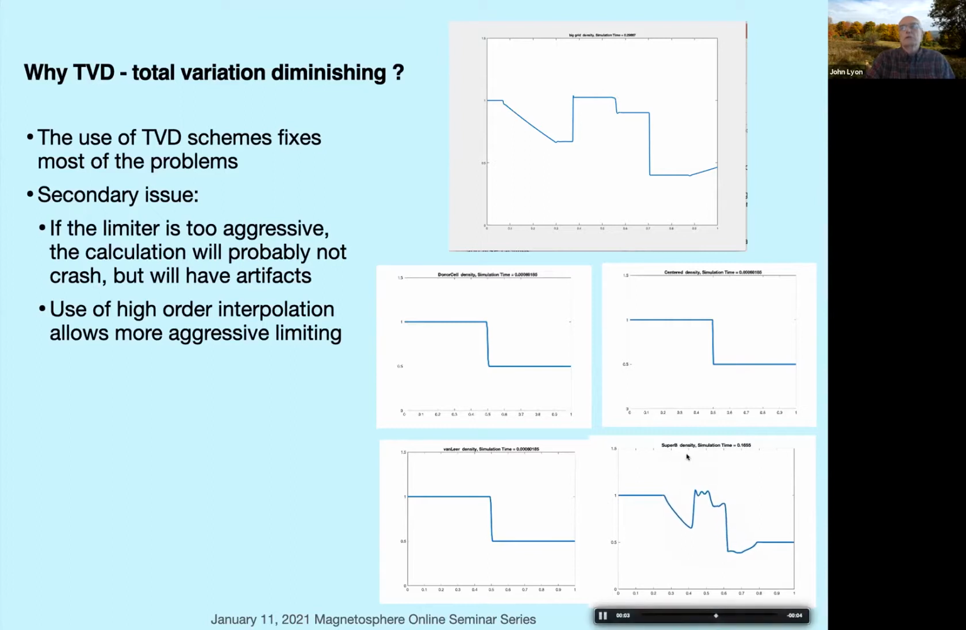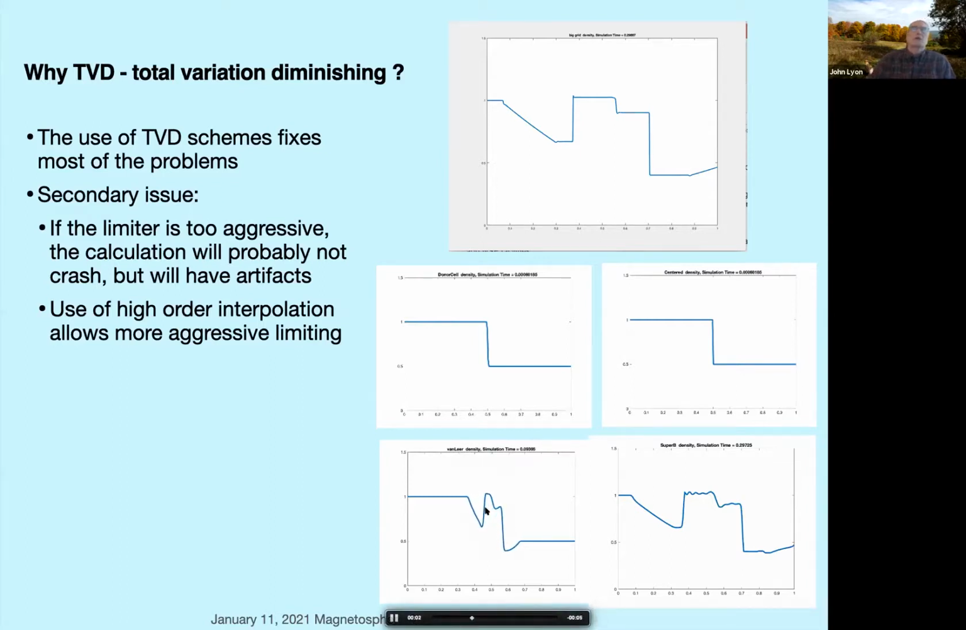So if I use what's known as a superbee limiter, which is a slope limiter that is very aggressive, that is, it allows the maximum amount of slope, you can see that you're getting there, but the solution has some wiggles that you'd prefer not to have. If you use a somewhat less aggressive limiter, this is the Van Leer limiter, you can see that now things are very much smoother, but not quite as sharp.